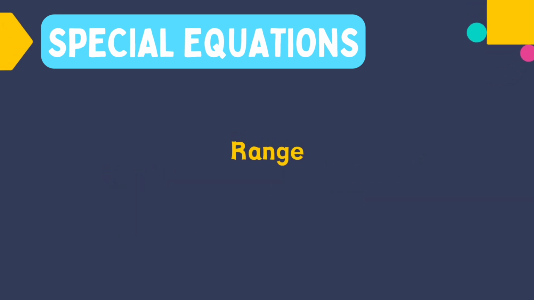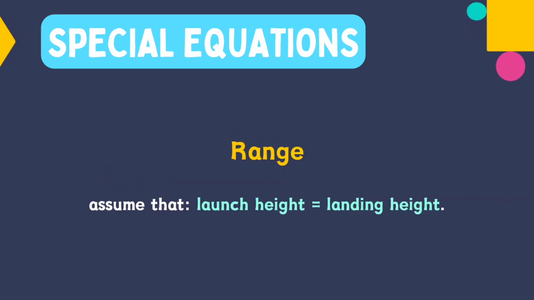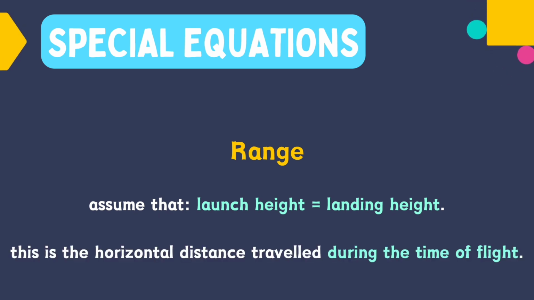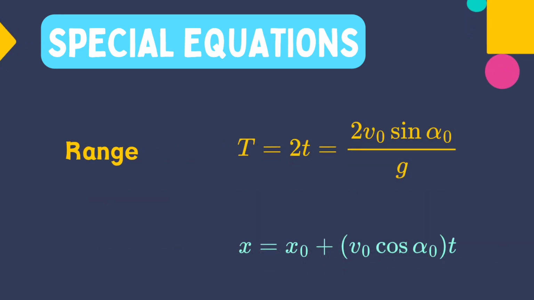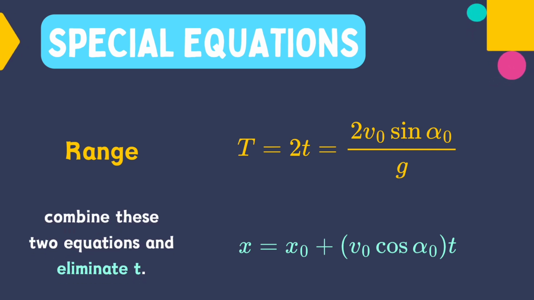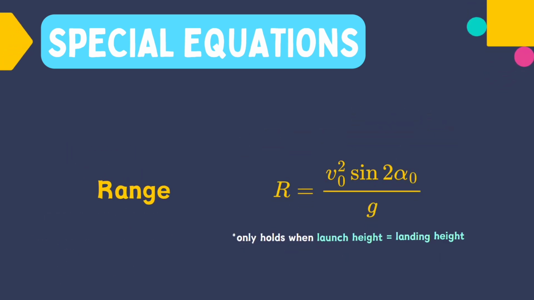Next up, range. Again, we require the assumption that the launch height equals the landing height. Then, the range becomes the horizontal distance traveled during the time of flight. Pulling up our equations for capital T and x, we simply repeat our process from earlier. We substitute capital T instead of t in the x equation, then eliminate it. Again, we set x naught equals 0 for simplicity. This gives us that R equals v naught squared sine 2 alpha naught all over g, where we have invoked the double angle identity for sine.